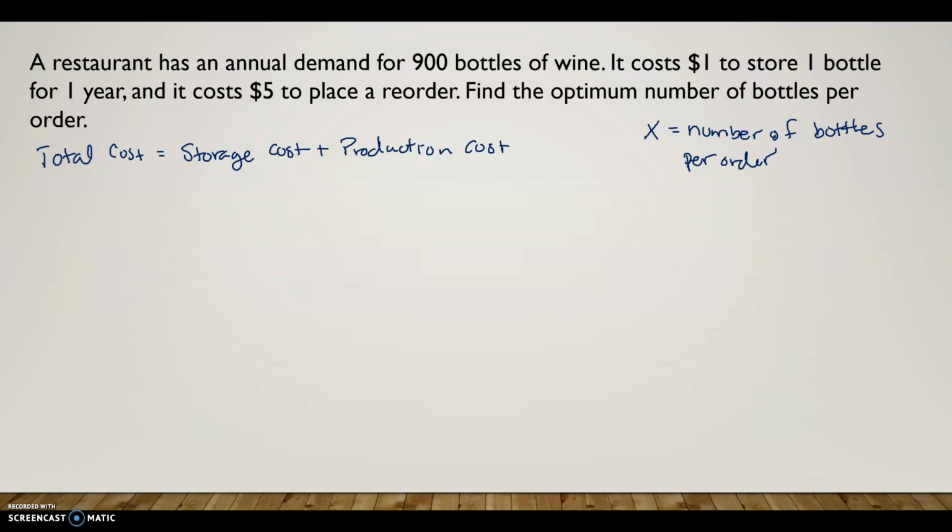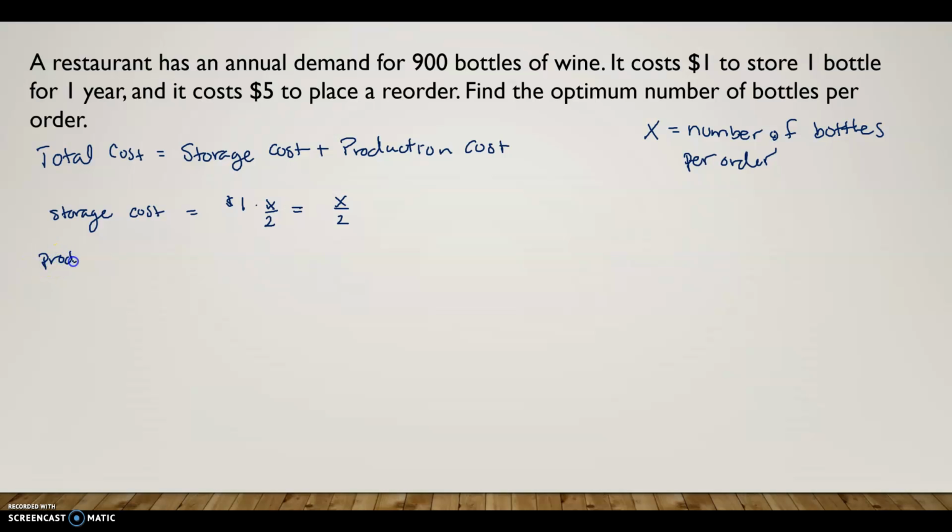Okay. Now we're going to start trying to calculate that storage cost and that production cost. So if X is our number of bottles of wine, on average, we are going to store half of them, right? Our cost, it said, was $1 per bottle. So this is $1 times X over 2. So you can either write it as 1/2 X or just X over 2. It's up to you.